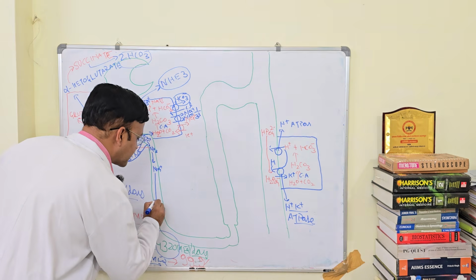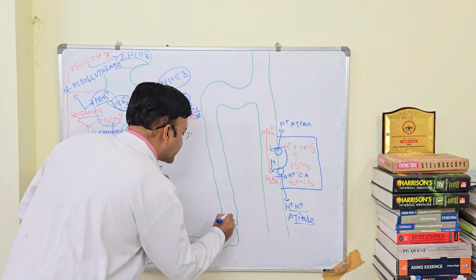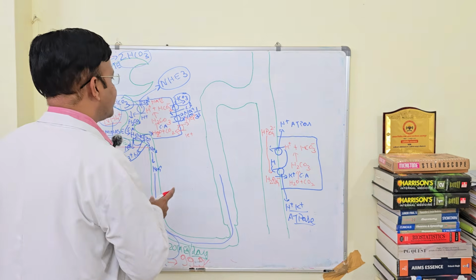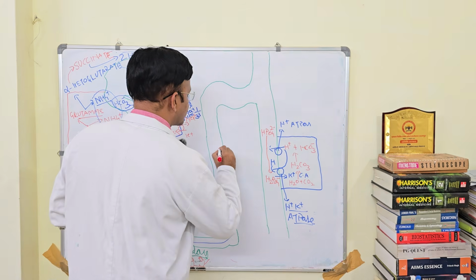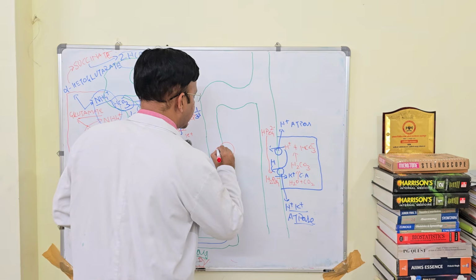So this NH4 plus will cross the whole of the loop of Henle, right? And then it will come over here, right? What are we having over here? We are having the 1 sodium, 1 potassium, 2 chloride transporter.